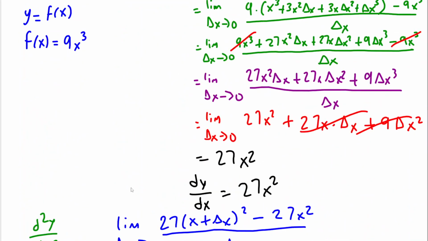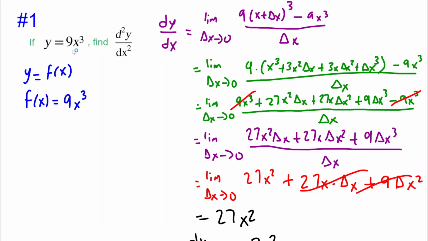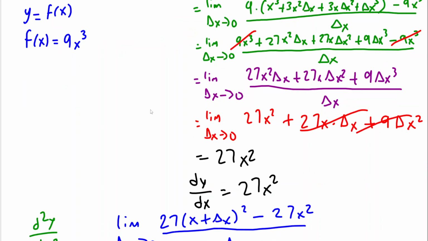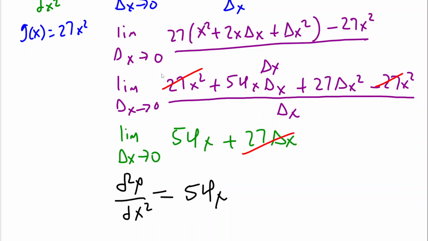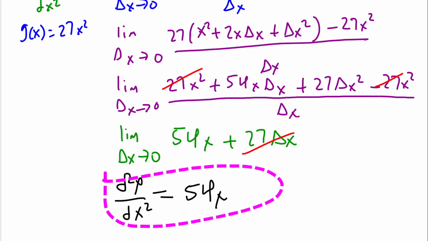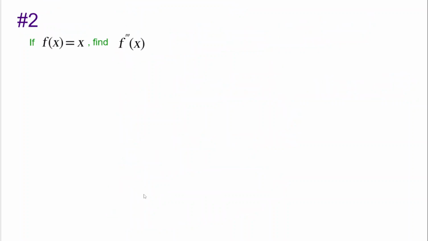Okay, so again, solve the question: d squared y by dx squared is 54x. That's our answer. Okay, let's do problem number 2.